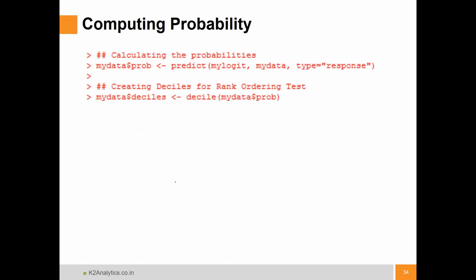Once I have checked multicollinearity, I need to see how good my model is. There are various model performance measures. One of the most important model performance measures is rank ordering. We'll now see what rank ordering is.